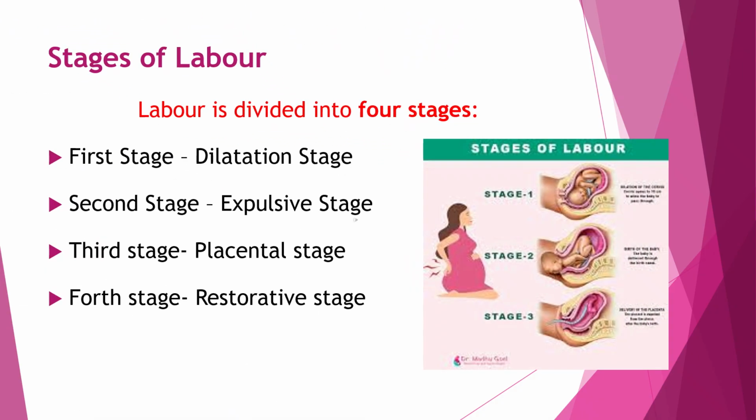Labor is usually divided into 4 stages. First stage, dilatation stage. This is when the uterus contracts and the cervix gradually opens and widens to allow the baby to pass through. Second stage, expulsive stage. In this stage, the mother pushes and the baby is delivered through the birth canal. Third stage, placental stage. After the baby is born, the placenta, also called the afterbirth, is expelled from the womb. Fourth stage, restorative stage. This is the immediate period after delivery, usually lasting about 1 hour, when the mother's body starts to recover and any complications are carefully observed.